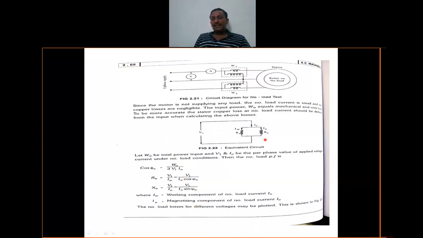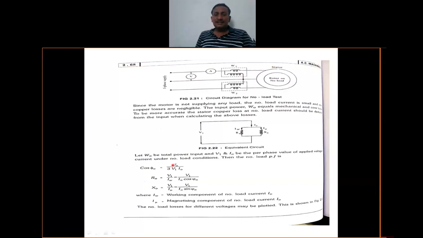Here the same transformer diagram is given. Under no load condition, we can determine the R naught value, X naught value, and no load power factor. These are the parameters: working component, magnetizing component, and no load current. We can determine all these parameters. For the no load test, just apply rated voltage and do not apply any load, and note down the readings. That is the procedure.